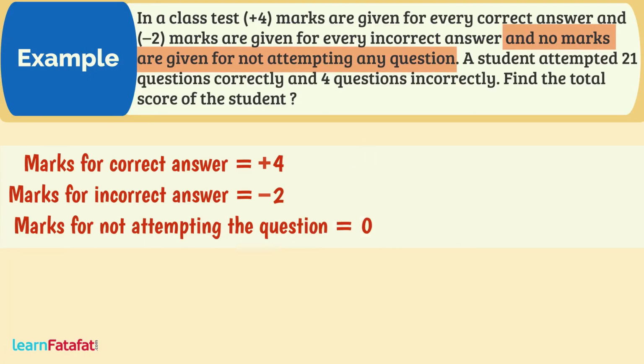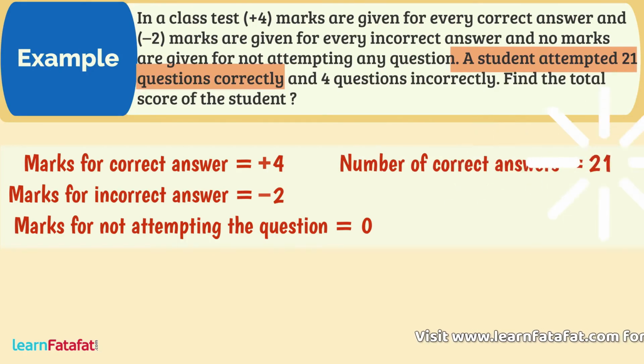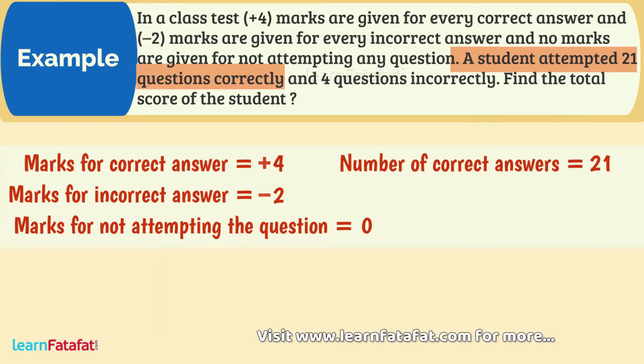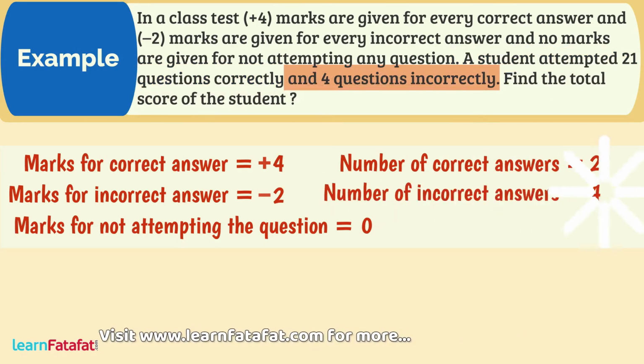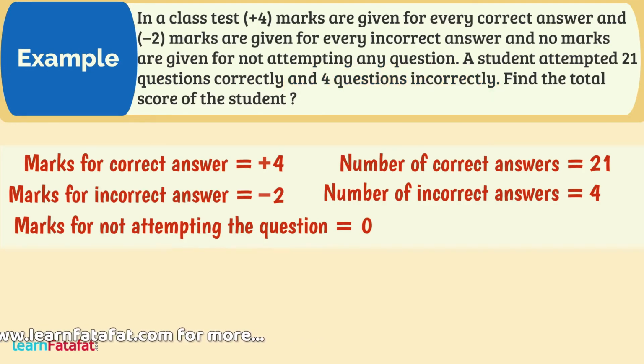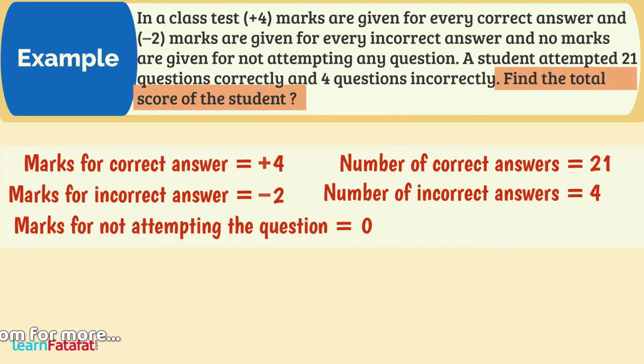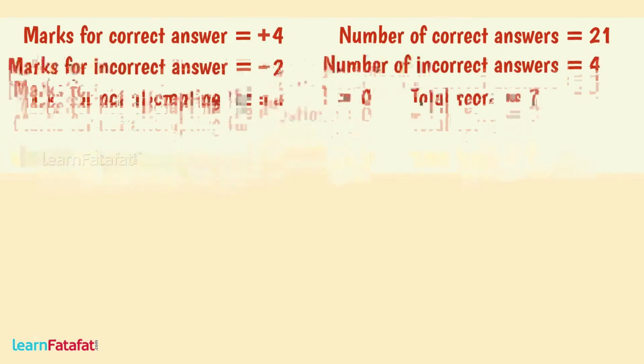There is 0 mark for not attempting any question. A student attempted 21 questions correctly and 4 questions incorrectly. We have to find the total score of the student. Interesting question, isn't it? Let's solve this problem.